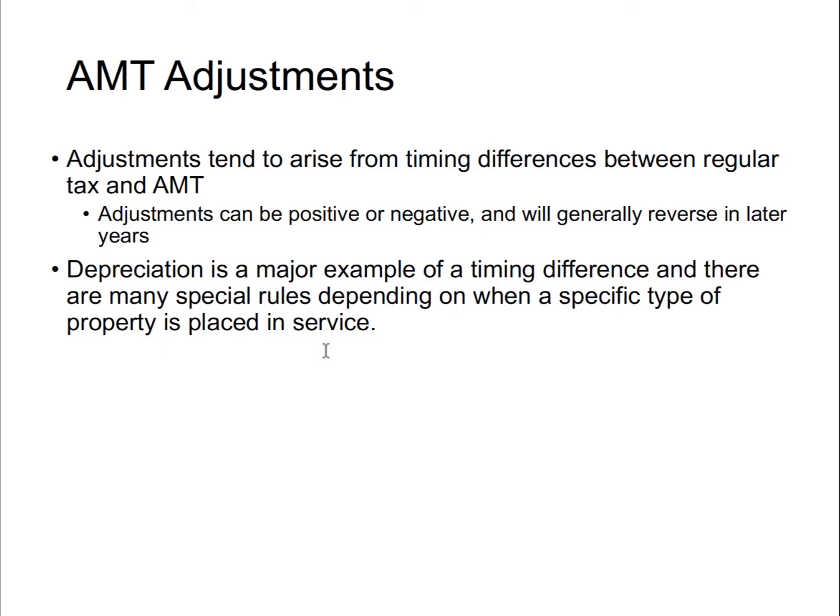Depreciation is a major example of a timing difference, and there are many special rules depending on when a specific type of property is placed in service. What kind of property is it? Is it real? Is it personal? Certain types of personal property in certain industries have different rules. When was it placed in service? Was it placed in service back in the 1980s, 1990s, 2000s? They have different rules. Very important to understand because we had different depreciation systems at different times under the normal income tax system. So depreciation is a big one.